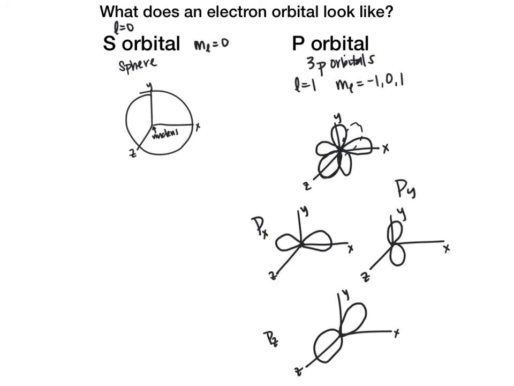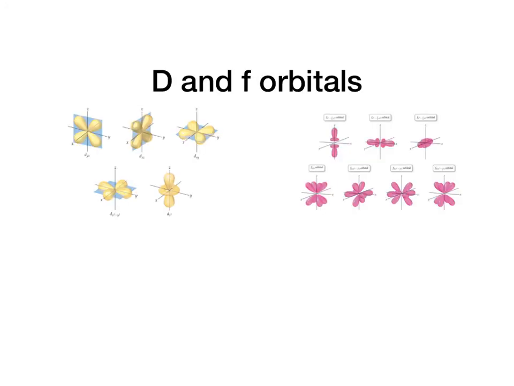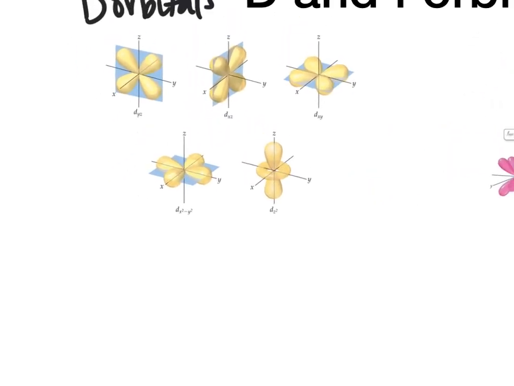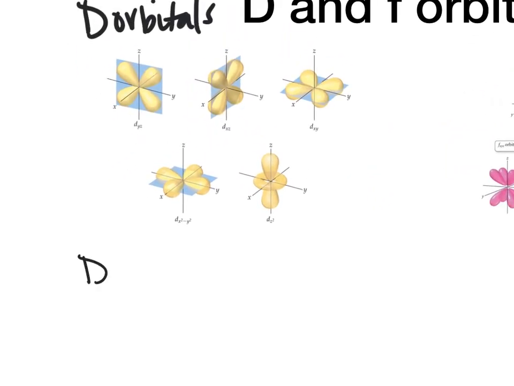In the p orbital, or for L equals 1, there are 3 suborbitals. So there are 3 p orbitals. So next we have the d orbitals and the f orbitals. So we'll start with the d orbitals.